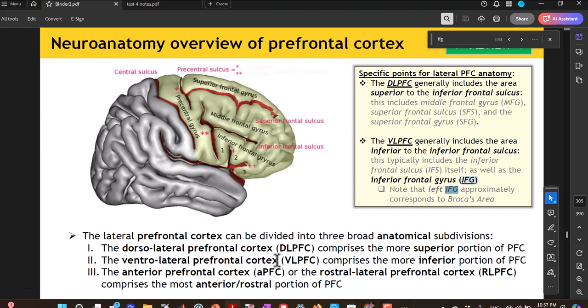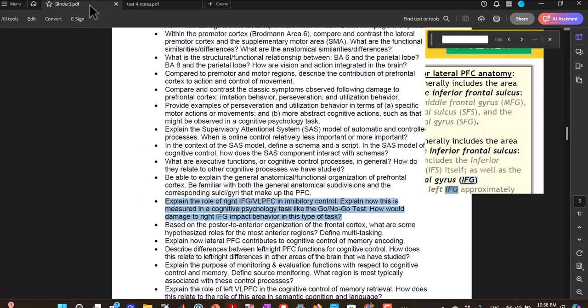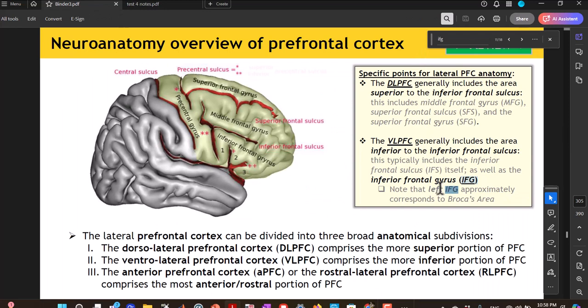So the ventrolateral prefrontal cortex comprises the more inferior portion of the PFC. So you have the prefrontal cortex. The ventrolateral prefrontal cortex is the most inferior part of that. And in particular, we're looking at the IFG. And then the question was, explain the role of the right IFG, ventrolateral prefrontal cortex, in inhibitory control. So, the right inferior frontal gyrus.